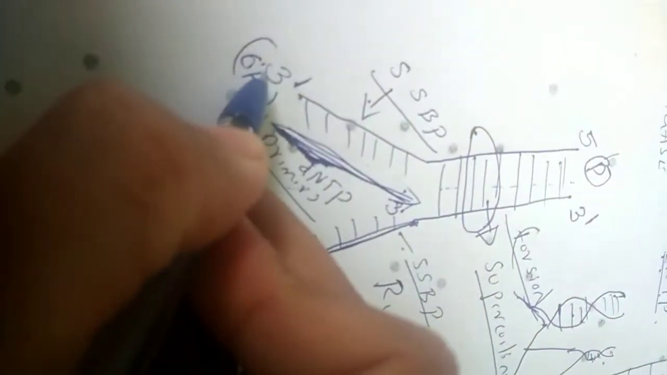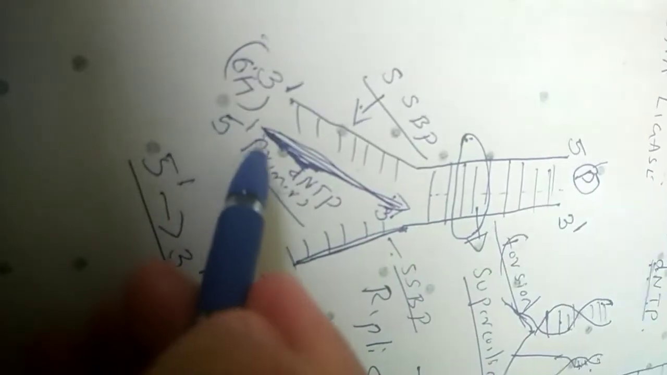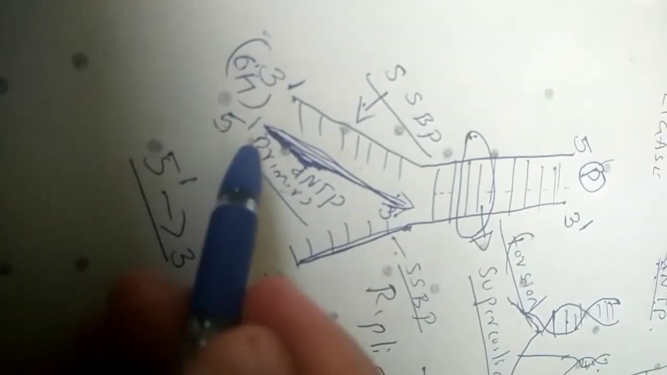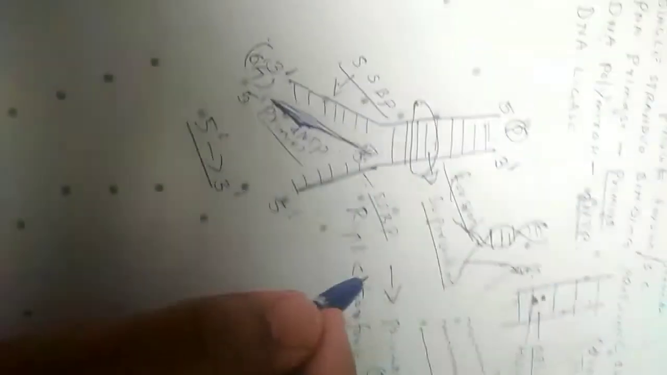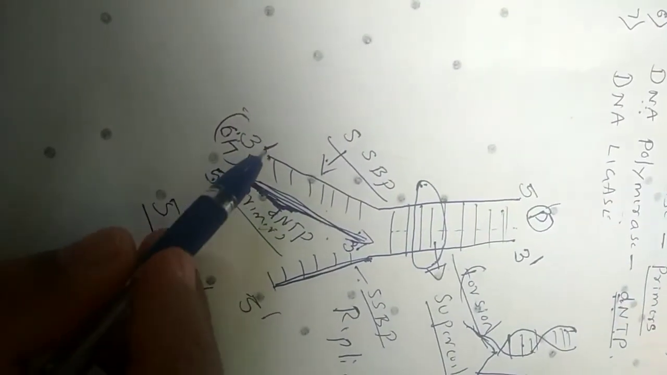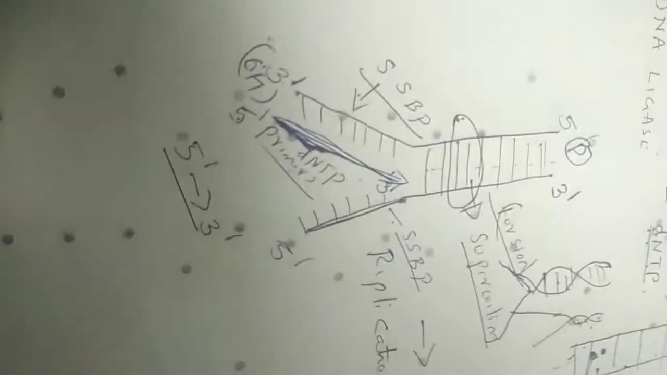So please do not consider this 3' to 5'. Only consider the new DNA strand, that is 5' to 3'. You may get a question: where exactly are the primers added? That is very close to the 3' end of the DNA. Got it? So this is the thing.